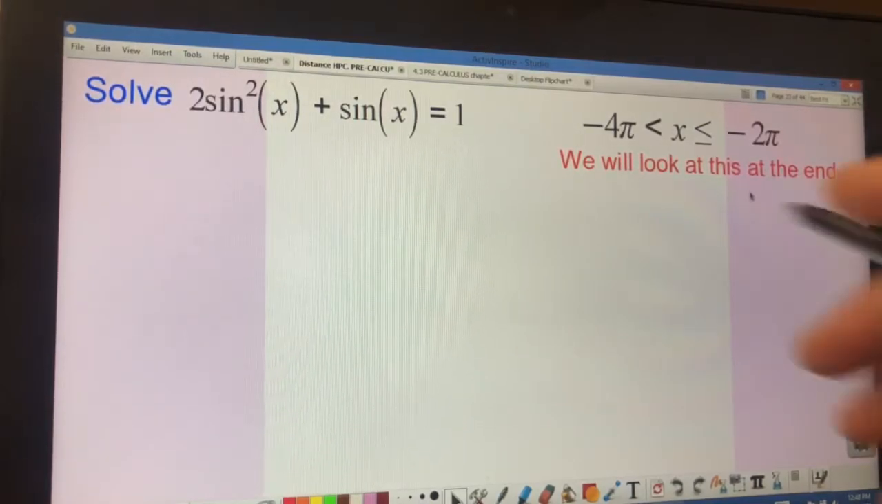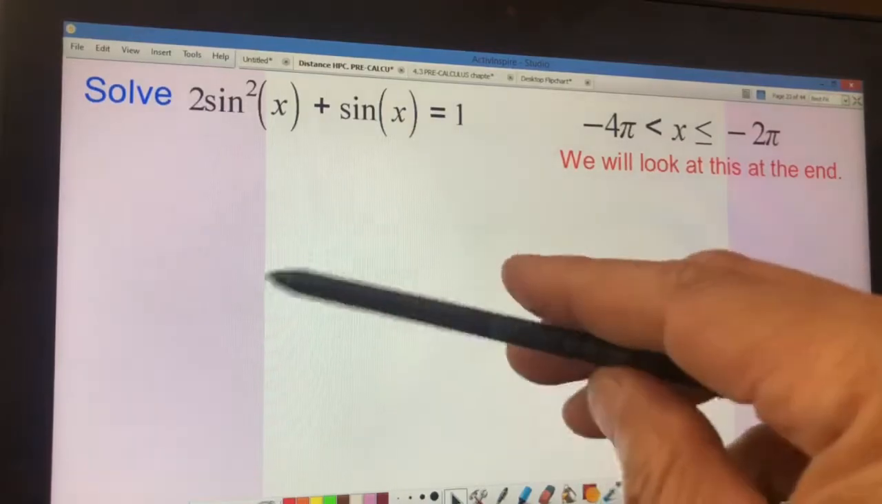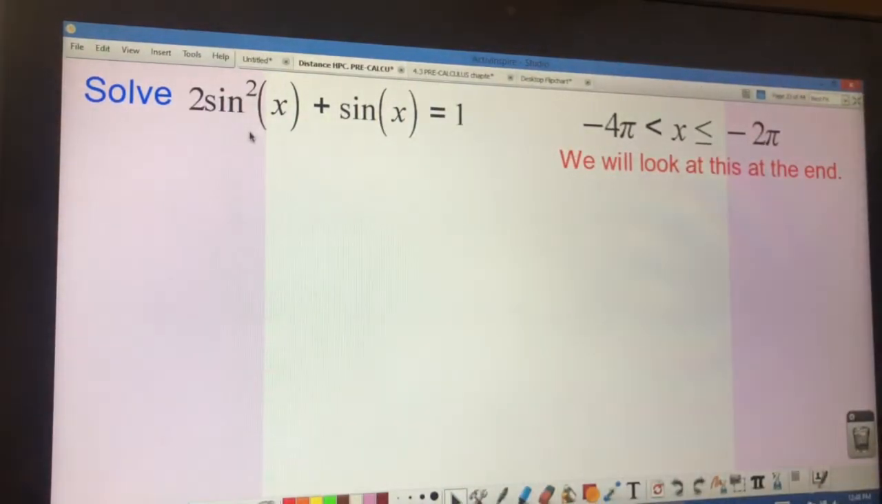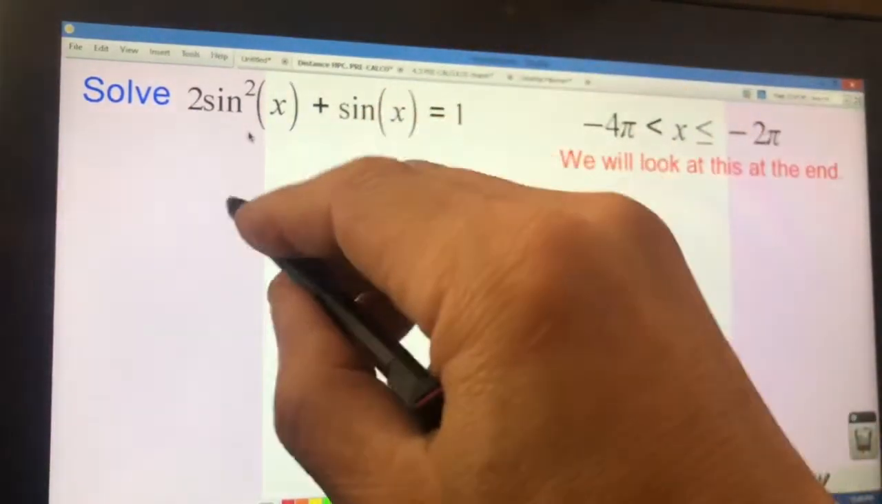All right, so this is a weird one. It's one of those equations that has a square and the one exponent on top. So sine is squared and sine is not squared. I would factor it, but the only problem is when you factor this, it does not get to equal 0. So it presents another problem. Let me show you what I meant.